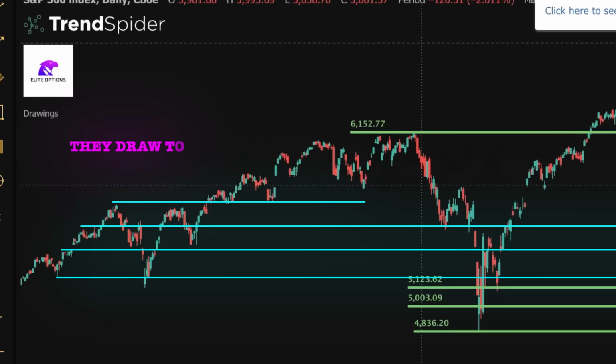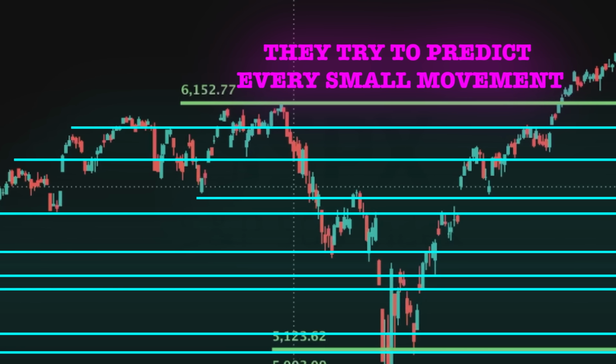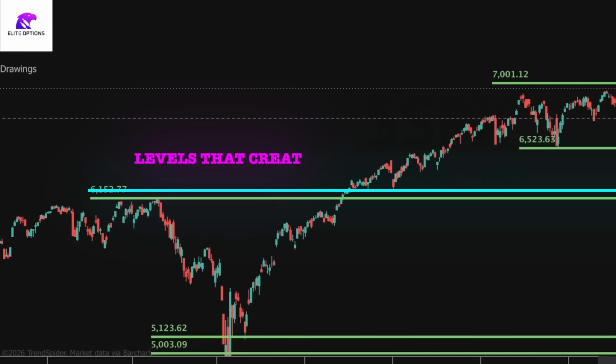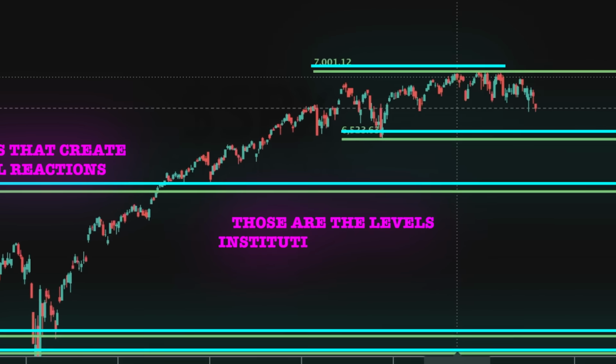The biggest mistake traders make is overcomplicating support and resistance. They draw too many lines. They try to predict every small movement, but the market doesn't care about small levels. Focus on the major ones, the levels that created real reactions. Those are the levels institutions care about.